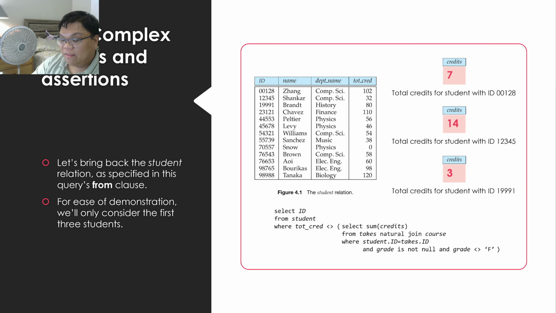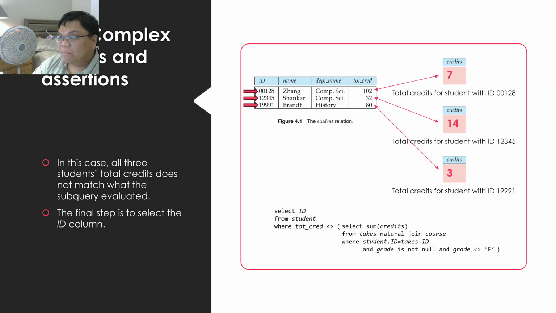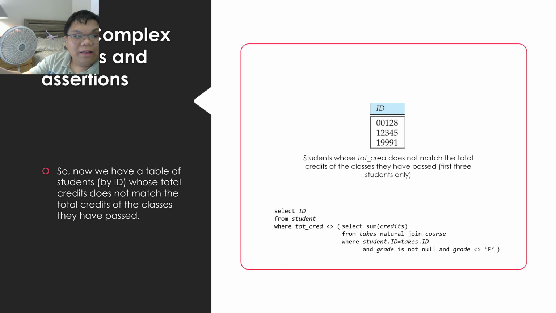We need this again. For ease of demonstration, we're only going to consider the first 3 students. So we evaluate the where clause, students whose total credits does not match the result of the subquery, which is all of them. So the final thing to do is select the ID column. So now we have the result of this query in a query: students whose total credit does not match the total credits of the classes they have successfully passed.